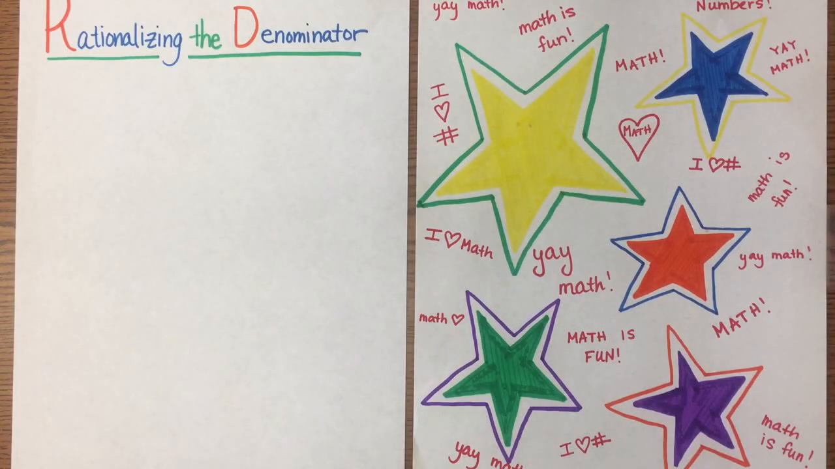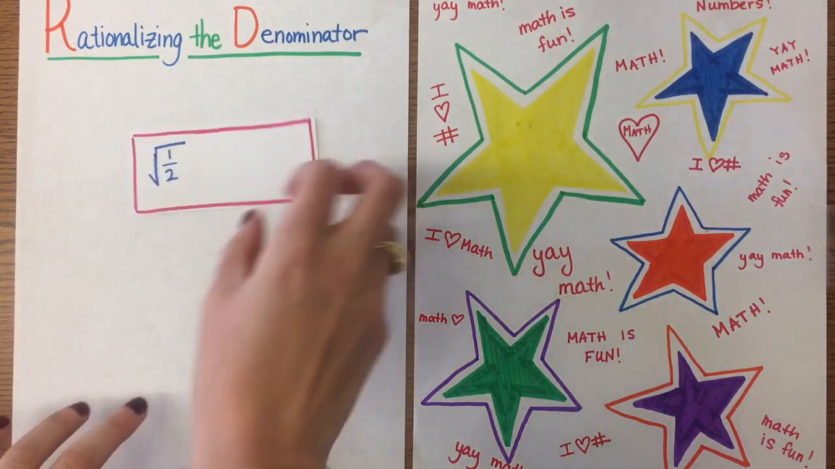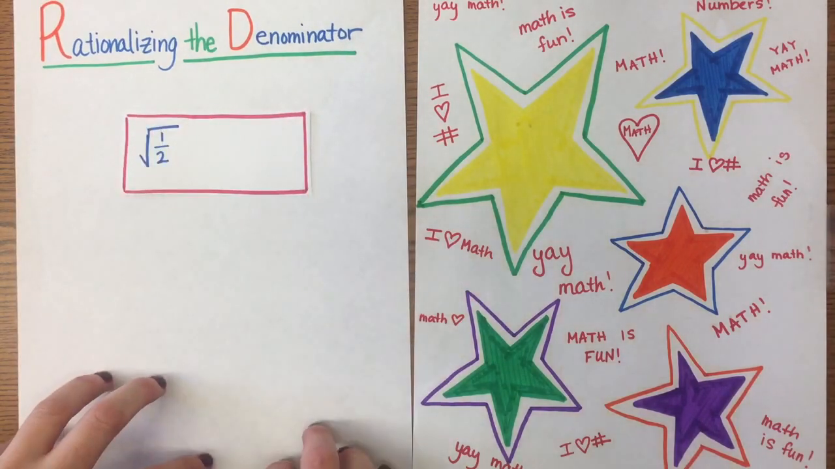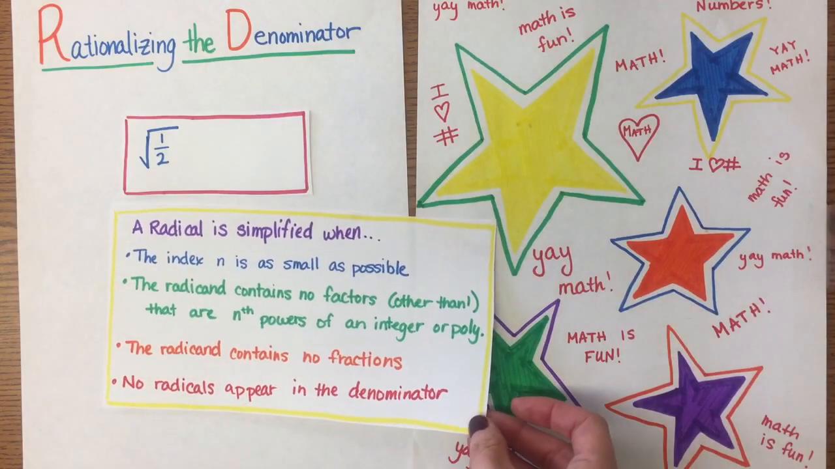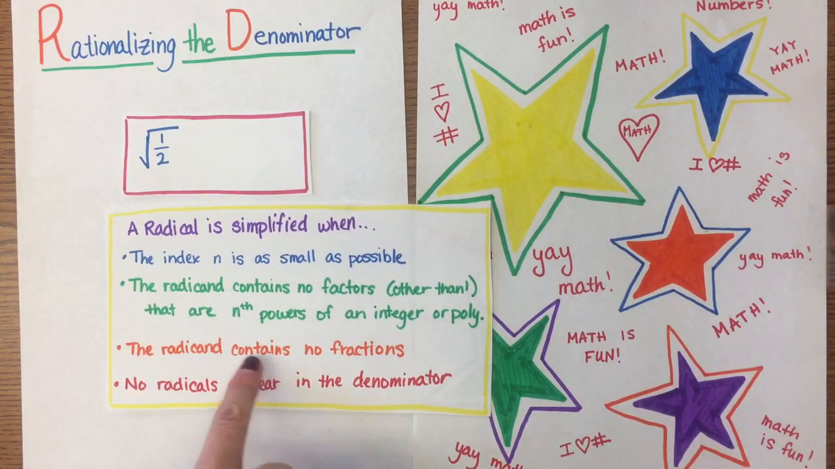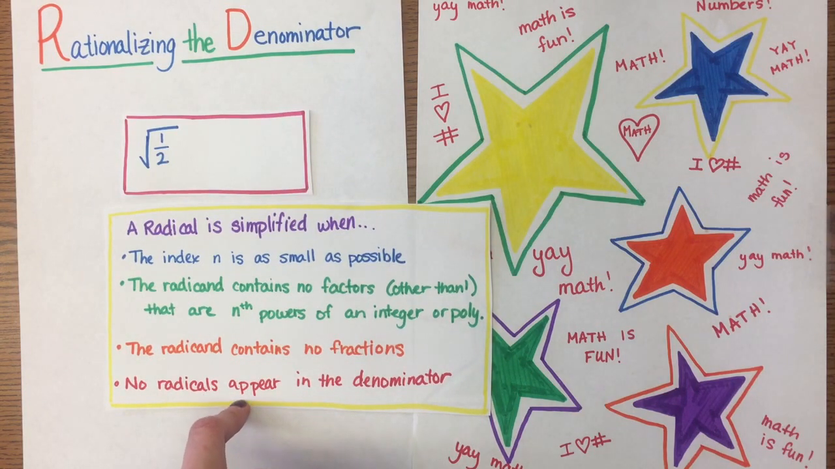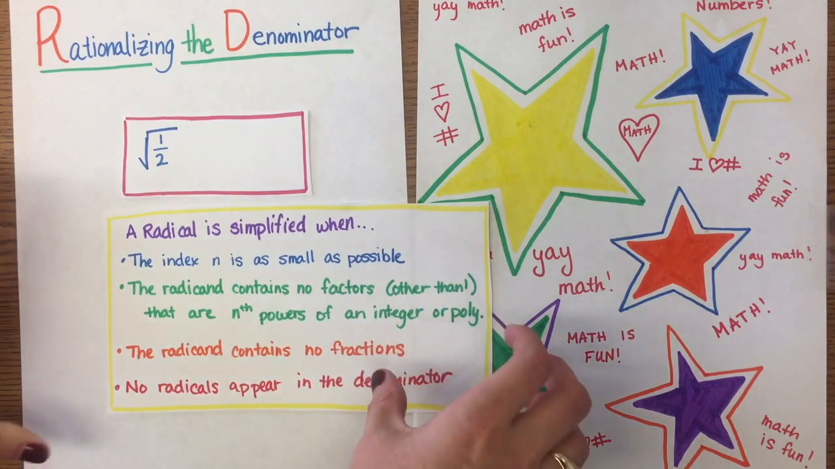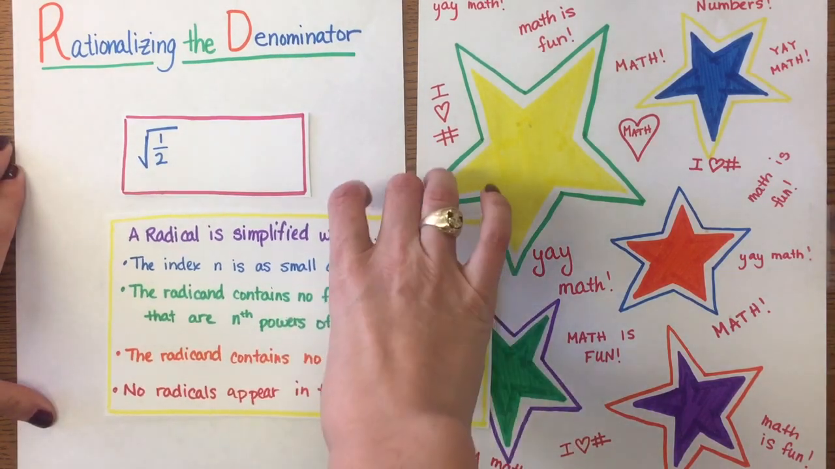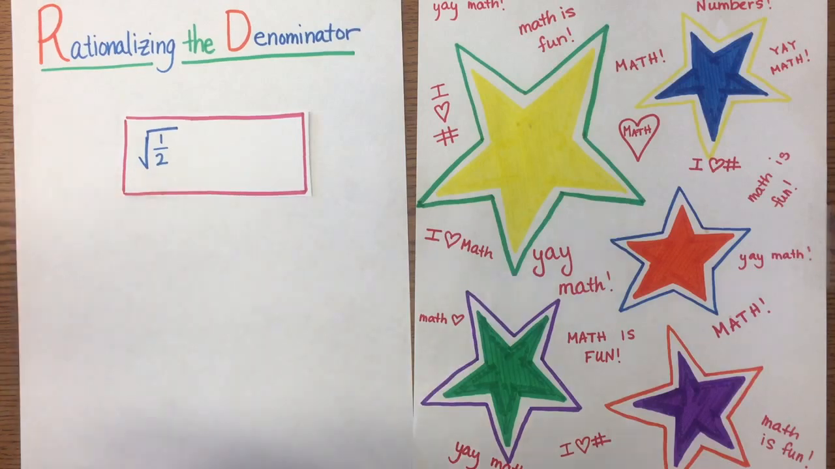Welcome back. In this video on simplifying radicals and rational exponents, we're going to be looking at rationalizing the denominator. So our first problem we're going to look at is the square root of 1 over 2. If we remember back, a radical is simplified when the radicand contains no fractions and no radicals appear in the denominator. In this case, we are violating the issue of no fractions inside the radicand with the fraction of 1/2.